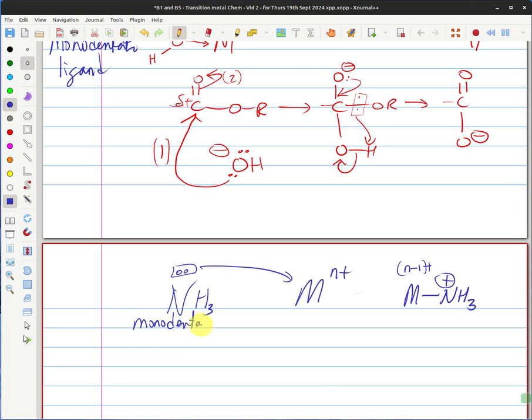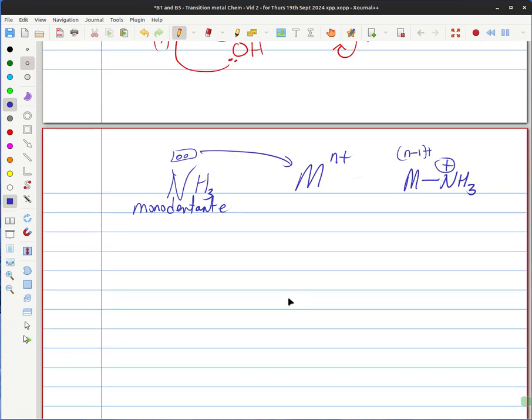So ammonia is monodentate also, of course. You could probably instantly tell that just by looking at the molecule. I didn't need to tell you that. Other monodentates, of course, are hydroxide and amines. Amines, here we go. They also have a single lone pair on the N, so they're also monodentate. They all bond to the metal once.